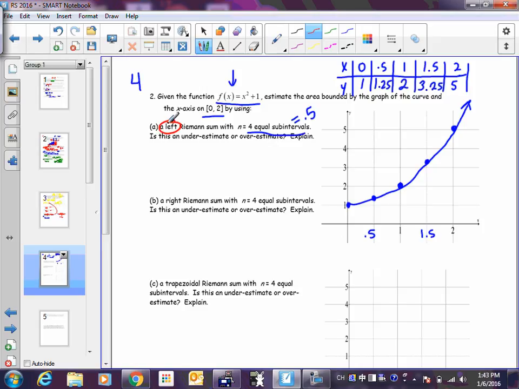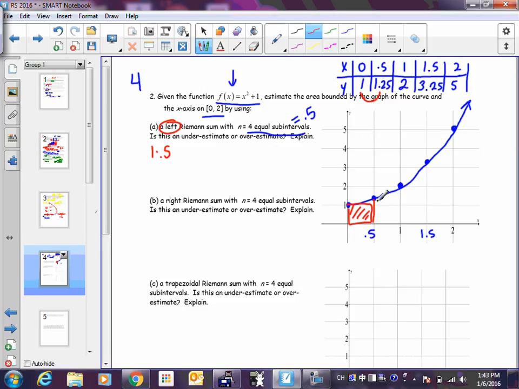Now we're going to do a left Riemann sum. Okay, so think about it either here or actually drawing the rectangle. What are the dimensions of my rectangle? What's the height? 1. We would pick the left number. The base is your subinterval, 0.5. So 1 times 0.5. That's the area of the first rectangle. That's the first part of this problem.